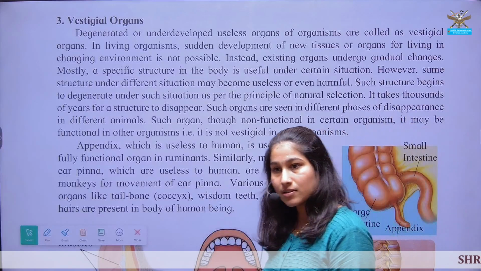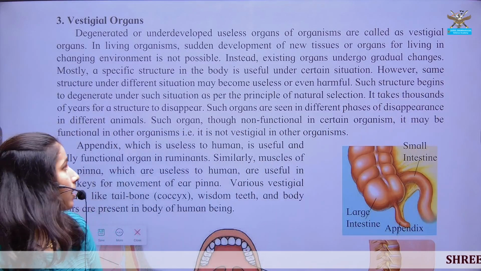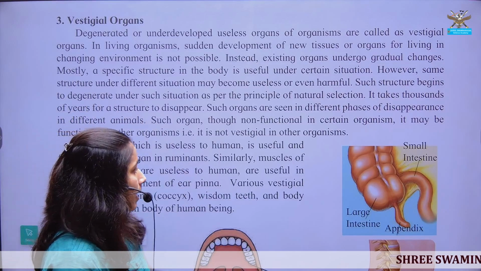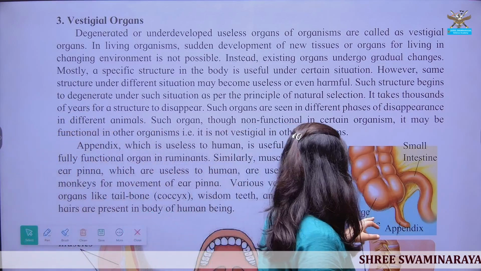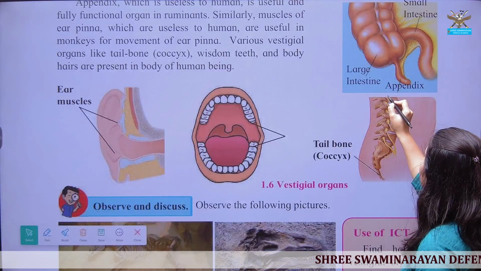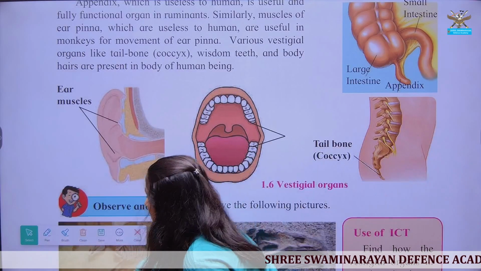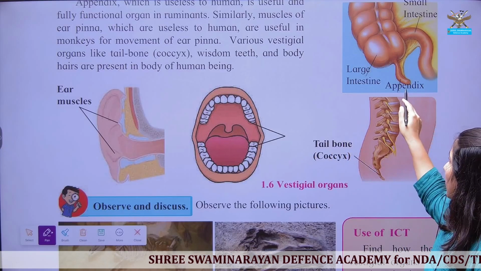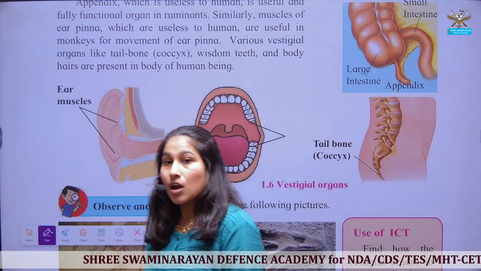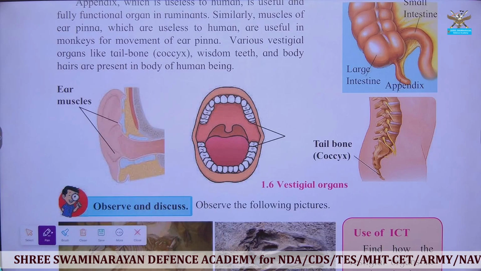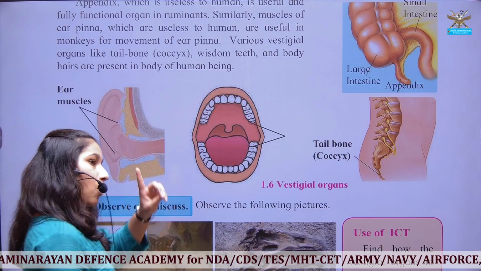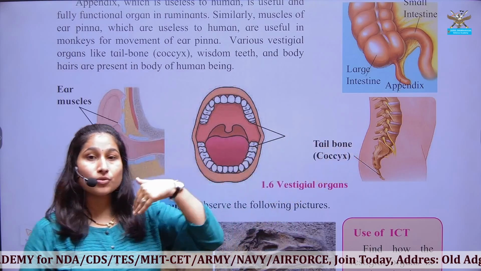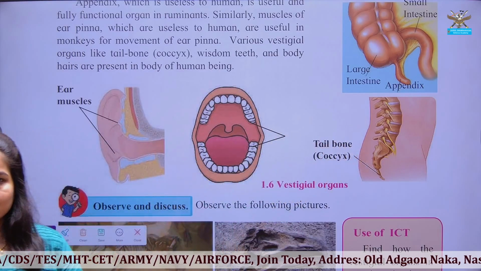Again, the third evidence which was given is that of vestigial organs, right? Vestigial organs were present in our ancestors, like the appendix. Today we possess wisdom teeth, tailbone, appendix and ear muscles. Though we don't use them today, these are vestigial, but in some era, the presence of these organs was useful to us or our ancestors.